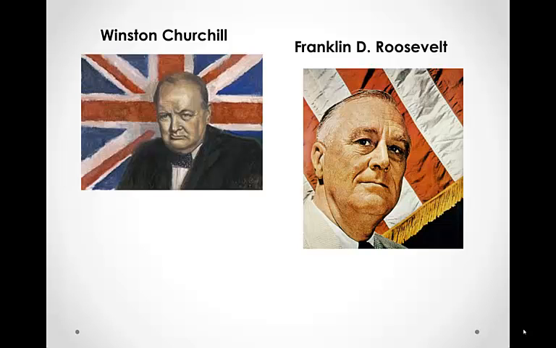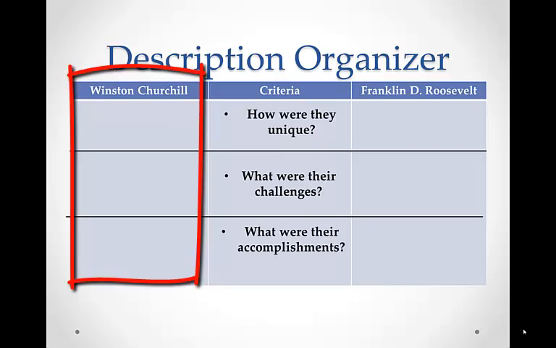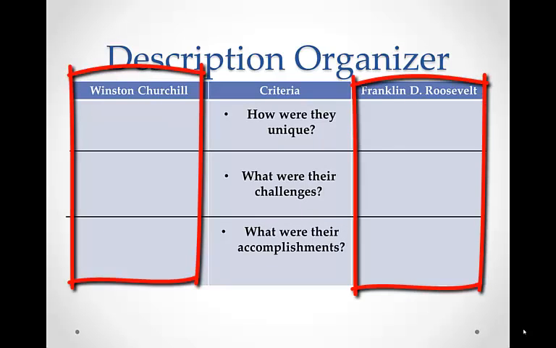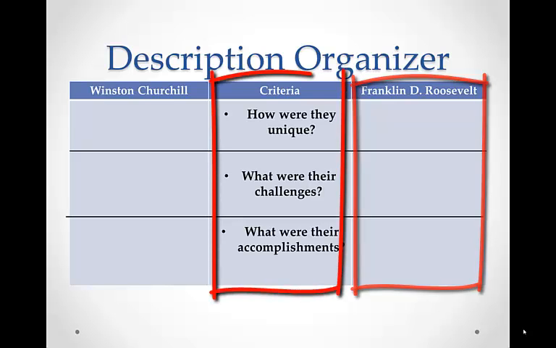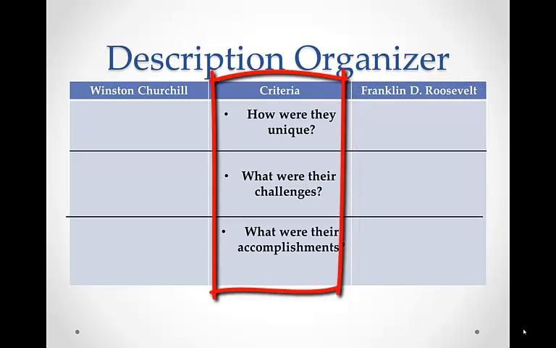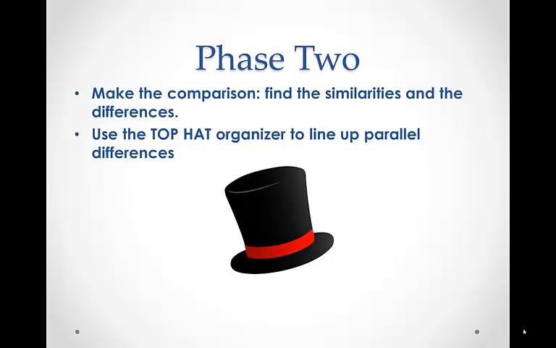and what each accomplished. So when you are giving them the description organizer, you've got Winston Churchill on the left of the table, Franklin Delano Roosevelt on the right, and then the criteria the students are to look up and then describe for each one are listed there in the middle. So you've guided them with the characteristics or the criteria you want them to use in their compare and contrast.